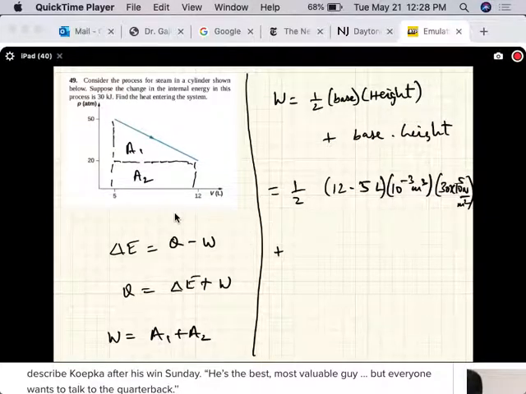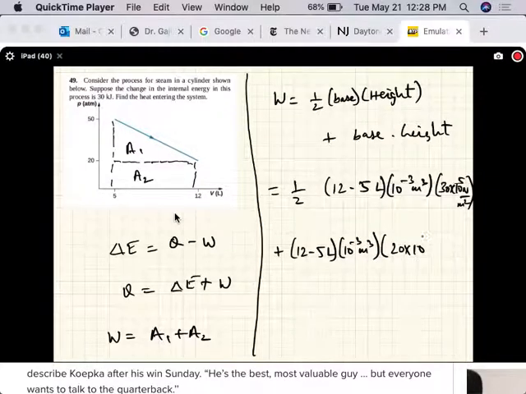Plus, again, the base of that rectangle is that many liters, 10 to the minus 3 meter cubed, and the height of that rectangle is 20 atmospheres, which is that many. Okay, we have to convert everything into SI units. So let's take care of powers of 10. This is 10 to the 5 minus 10 to the minus 3, that's 100. So that is 700 times 30.